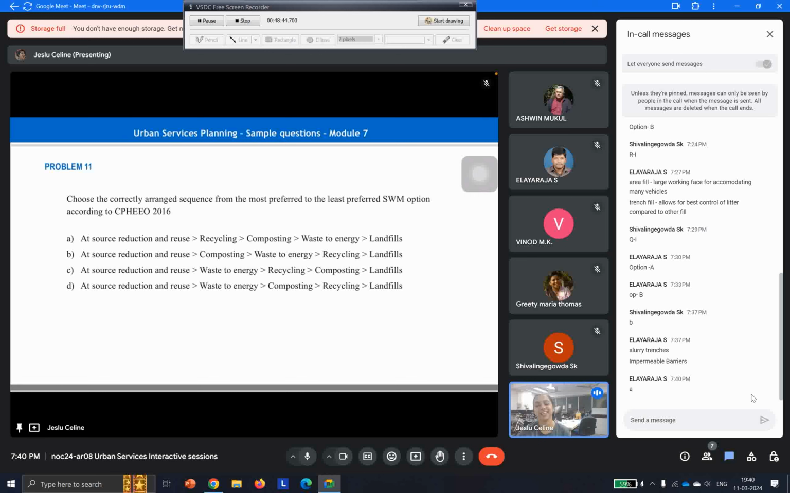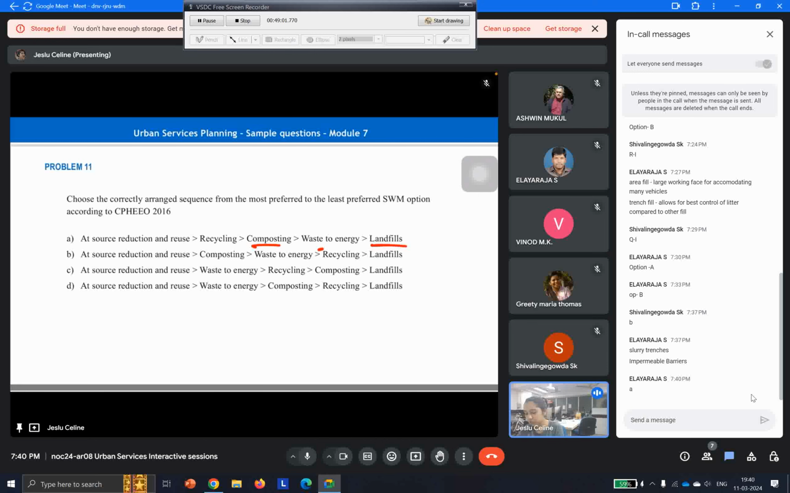Source, option A, very good. Yeah, option A. First, we reduce at the source, then we recycle, composting, and because last week we discussed composting, that's why this whole process had to be discussed again. Now, here we are discussing landfill.